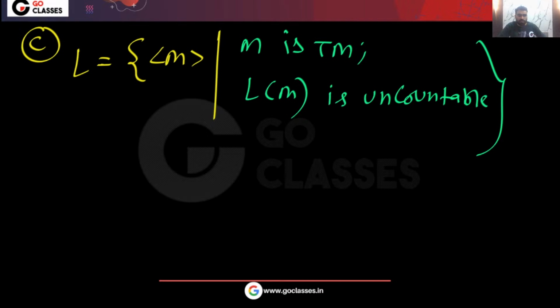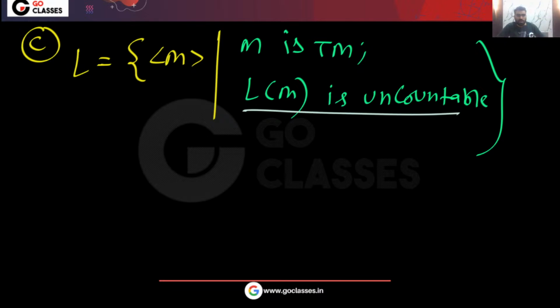Is this property trivial or non-trivial? Let me know. For RE languages, for recursively enumerable languages, is this a trivial or non-trivial property? This is a trivial property because every RE language is countable. For every RE language, this property is not satisfied. For every RE language, this property is false. Yes or no? For each and every RE language, this property is false. So this is a trivial property for RE languages. So that is the reason L is decidable.